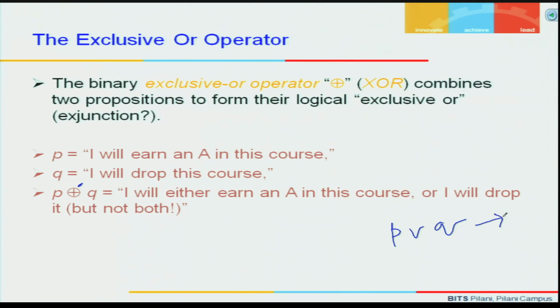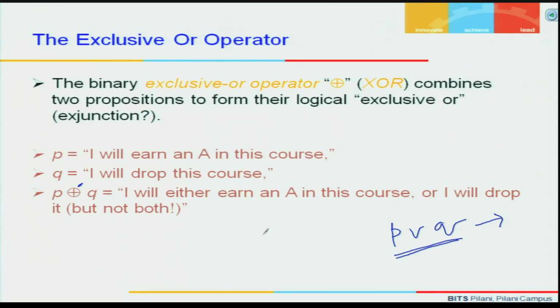is either I will earn an A in this course, or I will drop this course, or I will earn A in this course and I will drop this course, both. So, the three possibilities that I can think of when somebody comes and tells me that P or Q, this compound statement is true, these three things they can infer from.